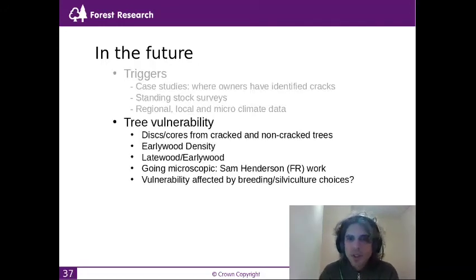But we also need to study what makes trees vulnerable. This can be done by taking discs or cores from cracked but also non-cracked trees, by measuring early wood density, by determining the ratio between late wood and early wood, by using mechanistic models to understand how the water potential affects the cells physically, as our colleague Henderson is doing in Forest Research, and by testing whether the vulnerability can be managed through breeding or silviculture choices.